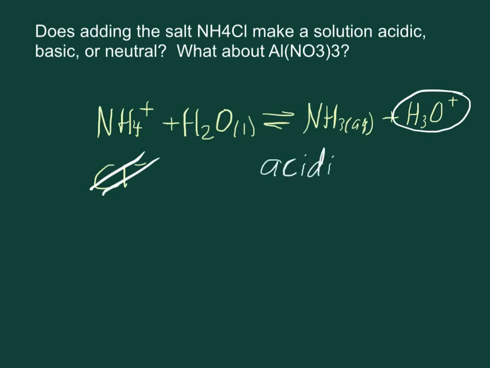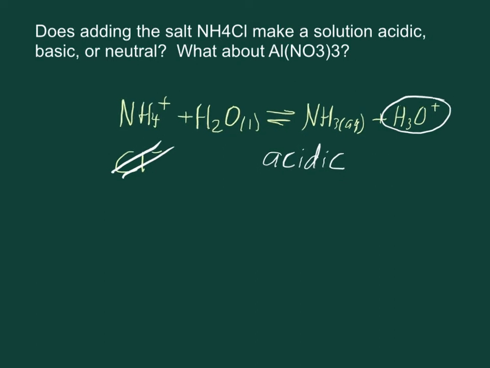One of the things to keep in mind when you're looking at this is that even though we're making a weak base in ammonia, that does not mean that it is a basic solution. It's the making of the H3O+ that matters, right? In every acid-base reaction, we have a conjugate base. In this case, ammonia is our conjugate base.